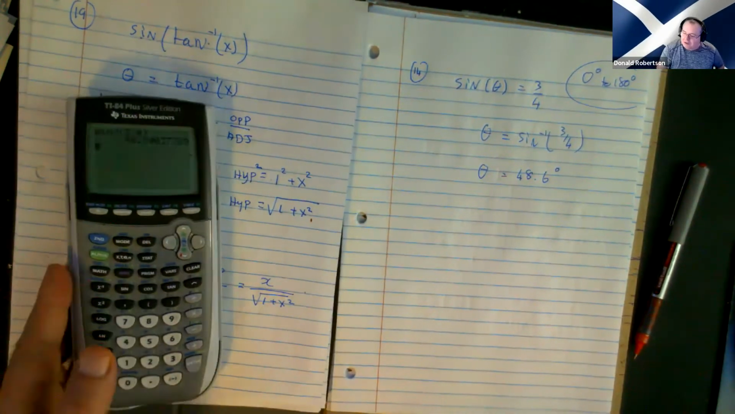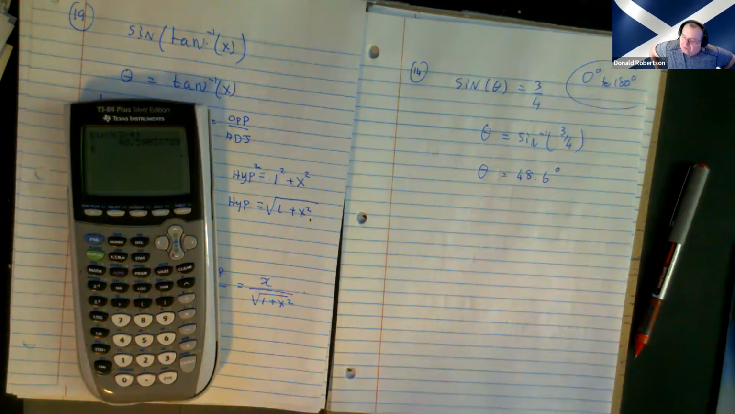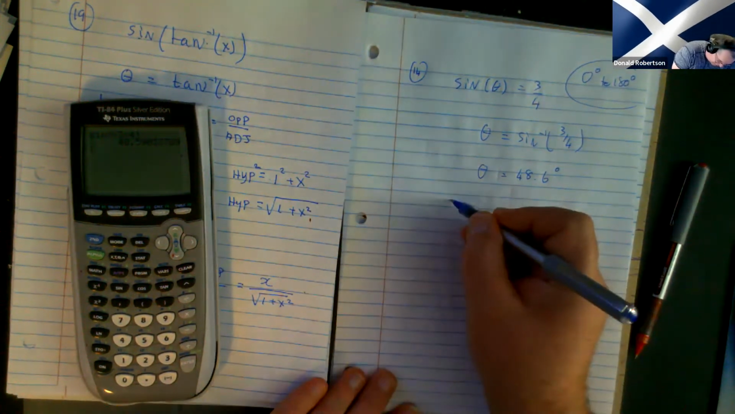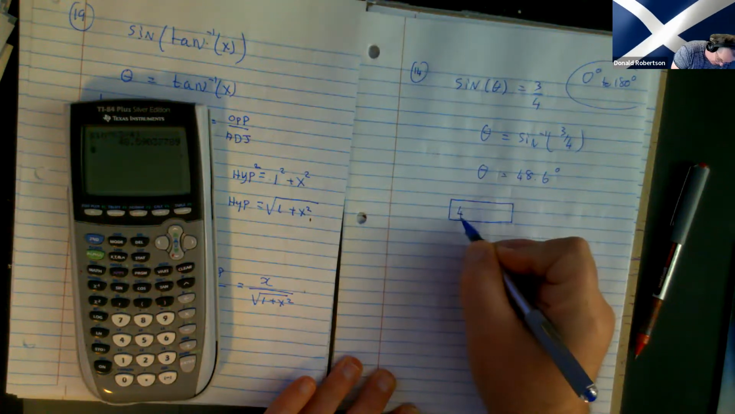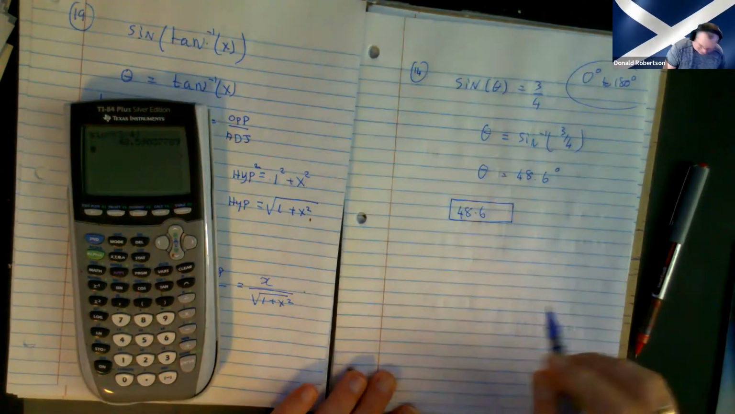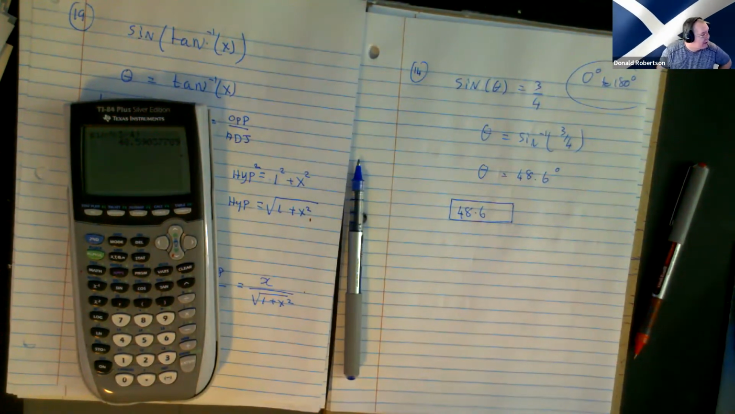What possibly could go wrong, right? So you go to your box and you type in 48.6. And it will tell you you're wrong. And I'm about to do that, now that I've got an answer.